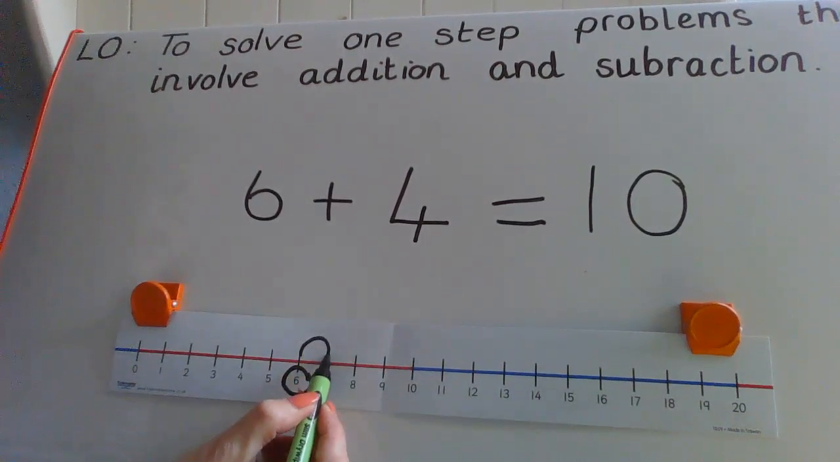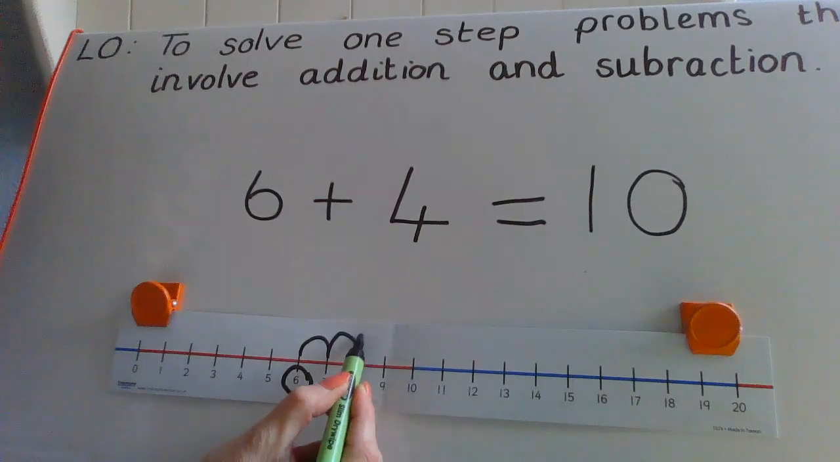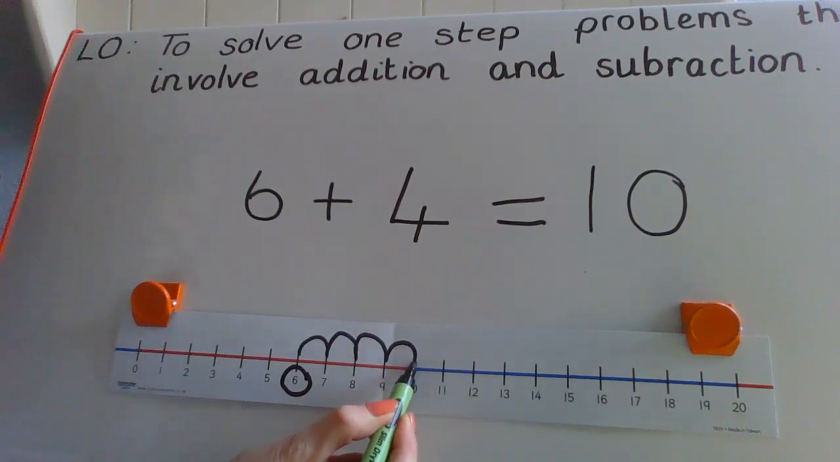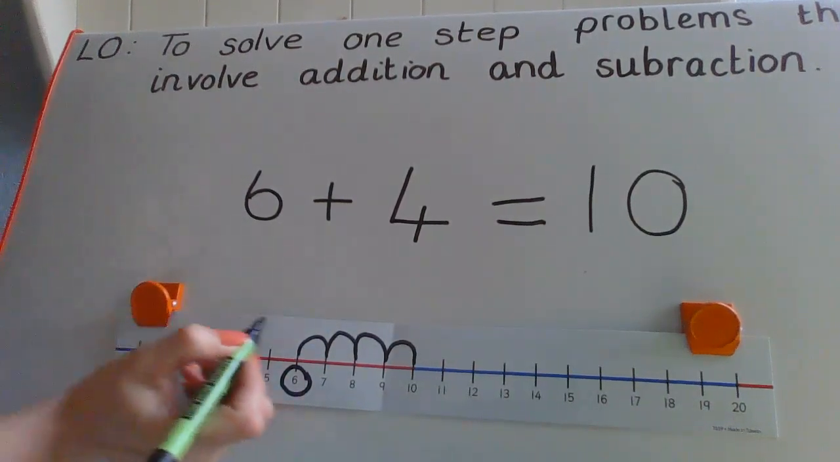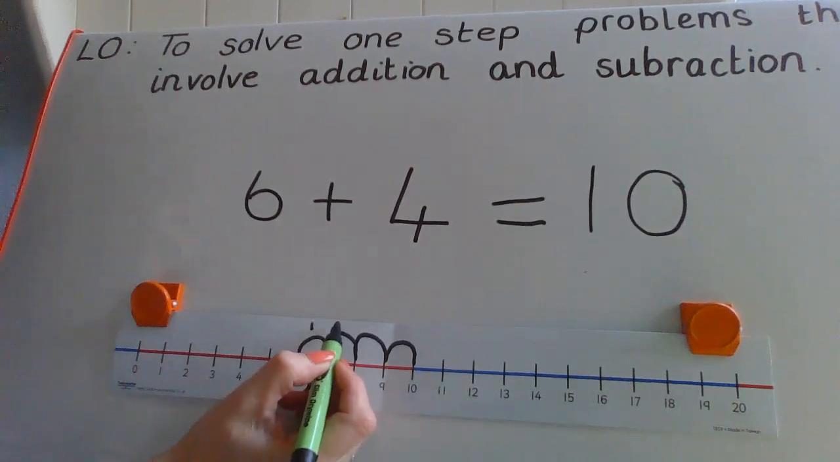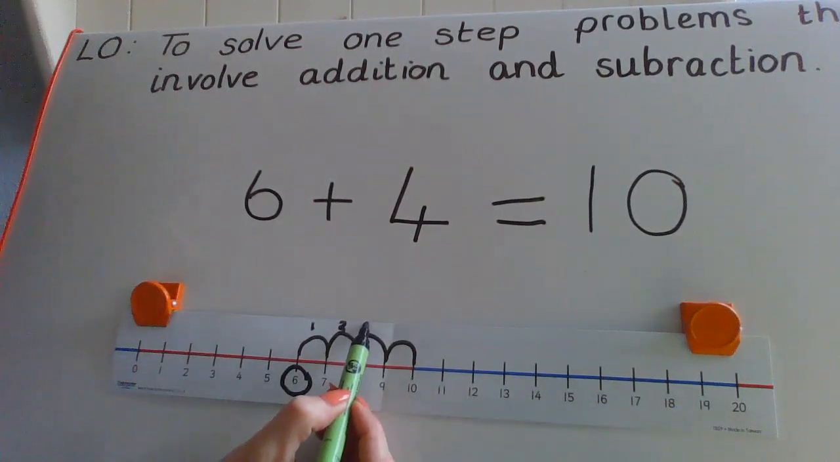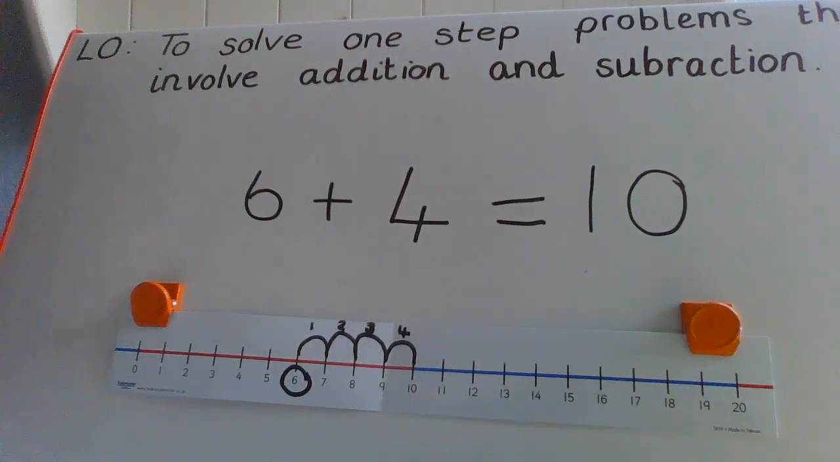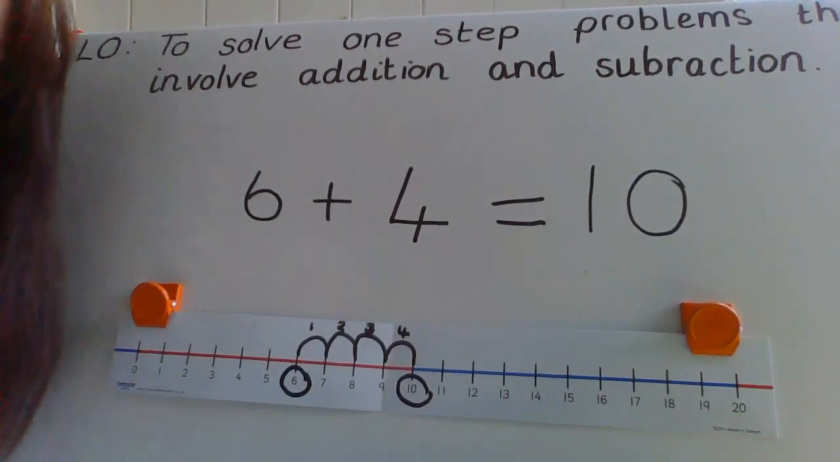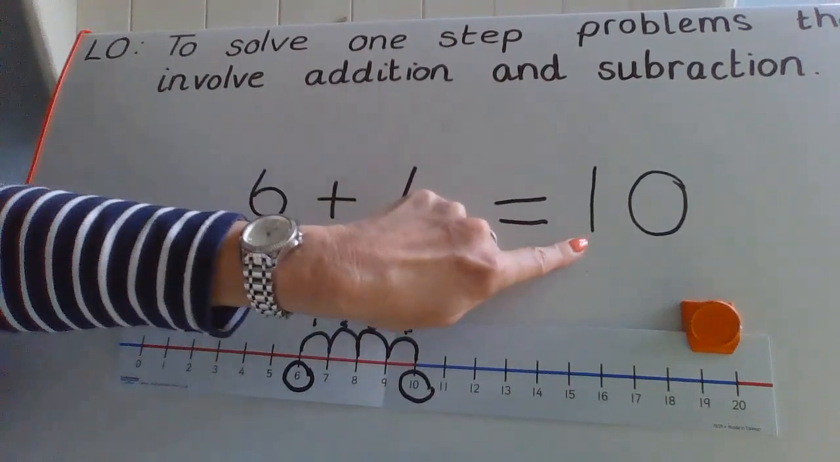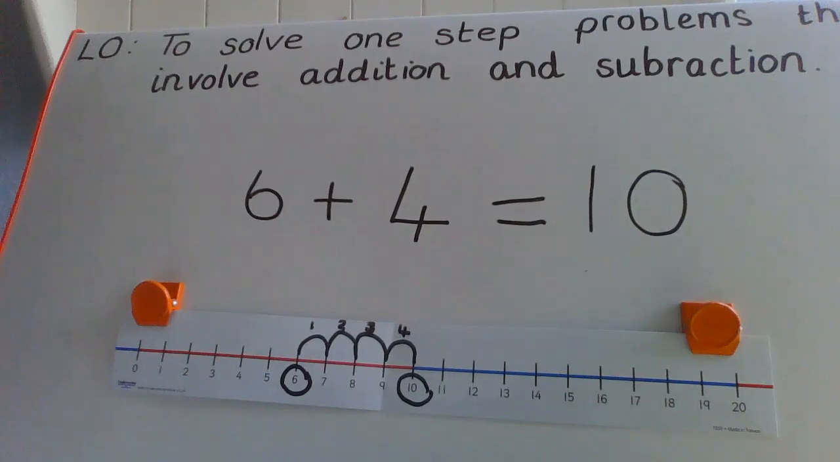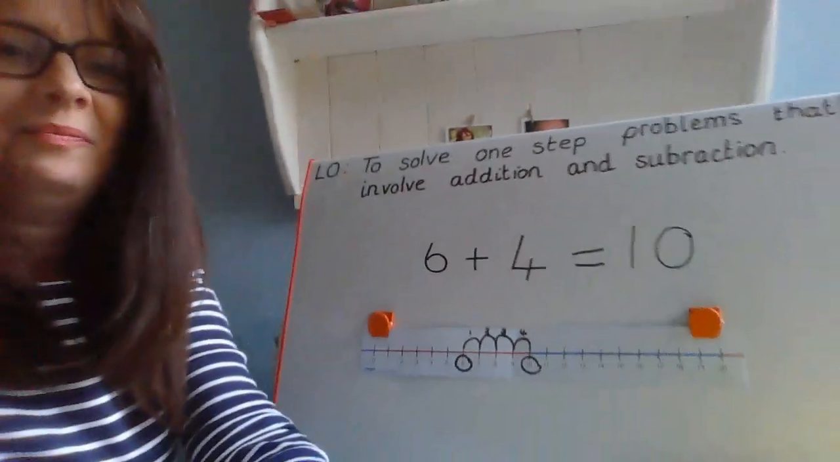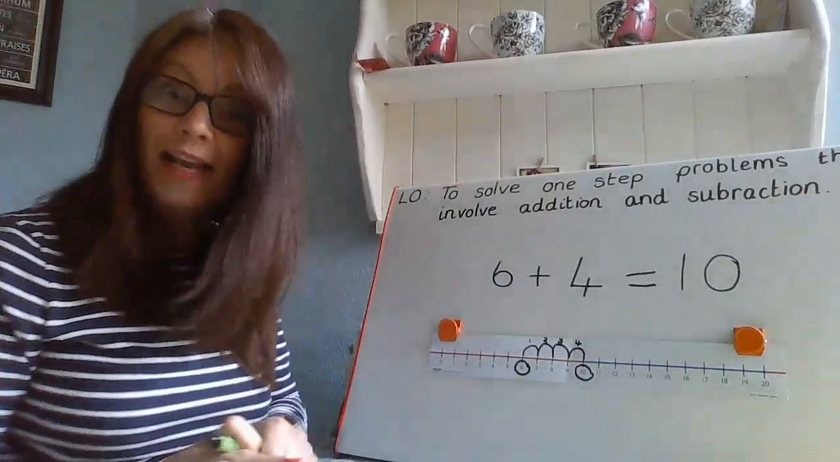1, 2, 3, 4. Let me check that. 1, 2, 3, oops, 4. What number have I landed on? 10. The same as the number bond rap. Well, that was quite easy, wasn't it?